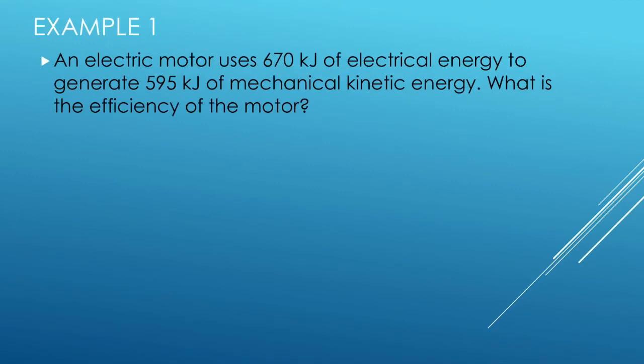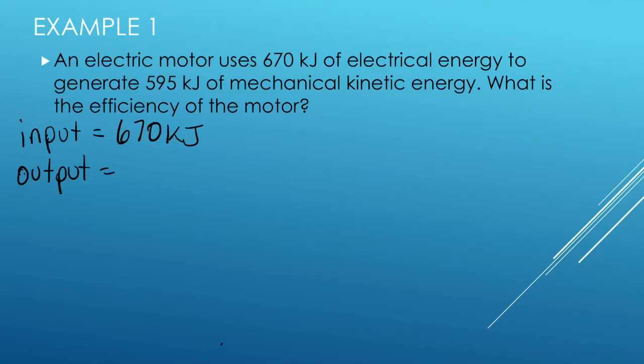So we have an electric motor using 670 kilojoules of electrical energy to generate 595 kilojoules of mechanical energy. So what's the efficiency? How much of this energy is input into this machine? It uses 670 kilojoules, so that's how much is being input. How much is being output? Well, it's generating 595 kilojoules. That means that's the output there.